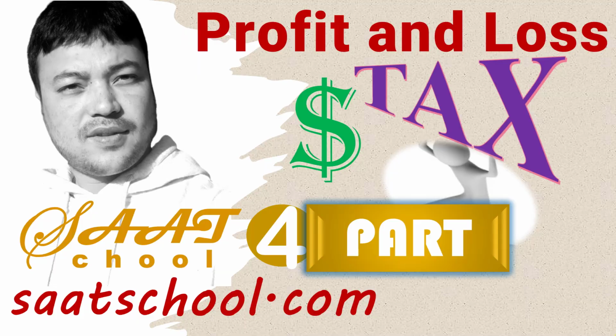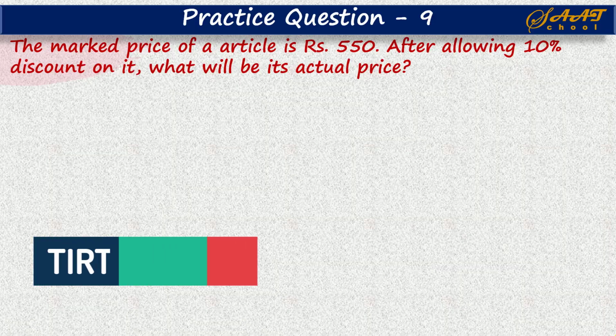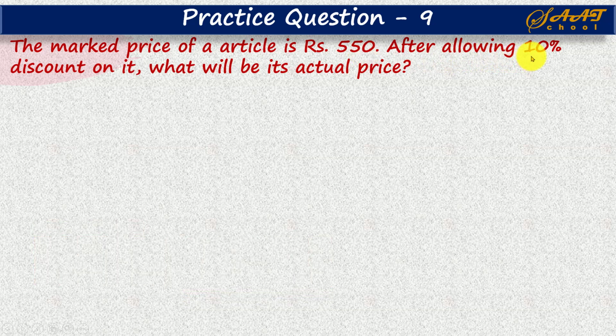Now let's get started. This is where we left off in the last video, that is practice question 9. The question is: the mark price of an article is given, which is 550. There is a 10% discount, and we have to find the actual price after the 10% discount. This is the mark price, on which a 10% discount is allowed, and we have to find the selling price after discount.